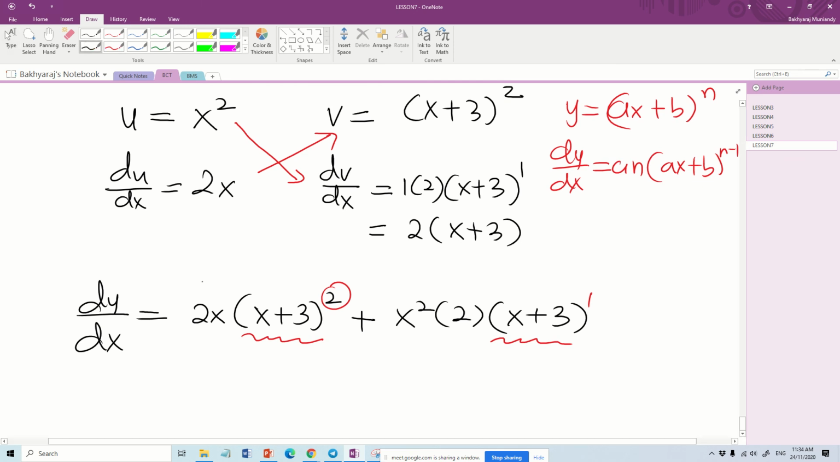Oh, cari yang ada term sama dulu. Ya, cari term yang ada sama dulu. So term yang ada sama ni ialah x tambah 3. So ini yang ada sama.